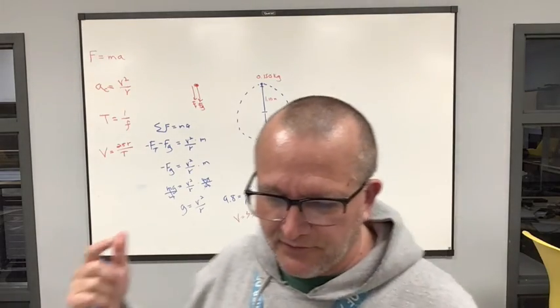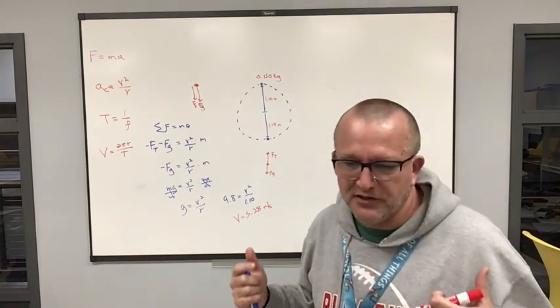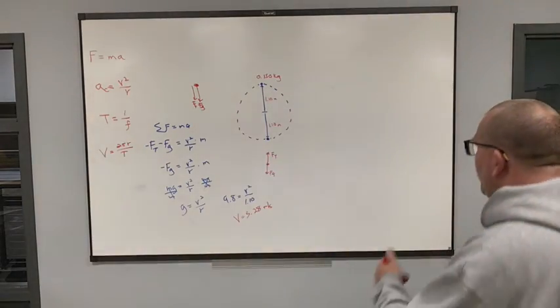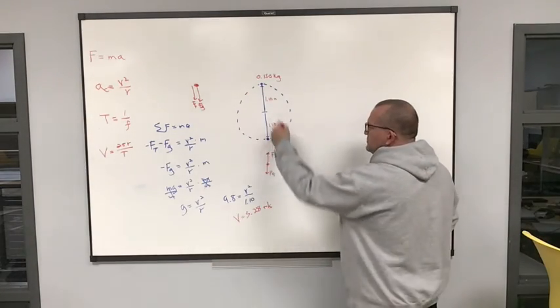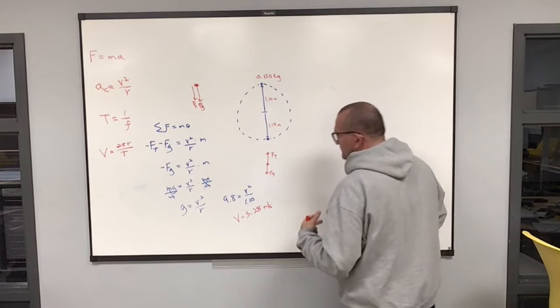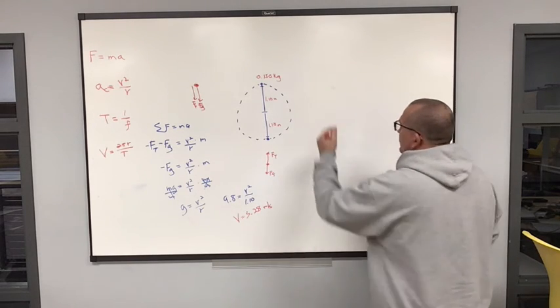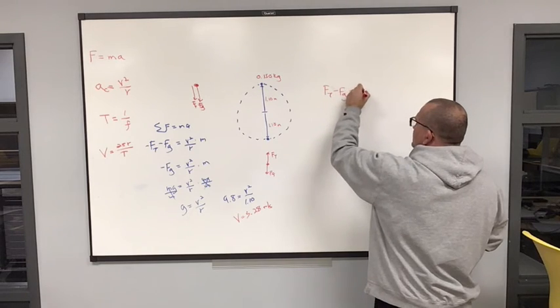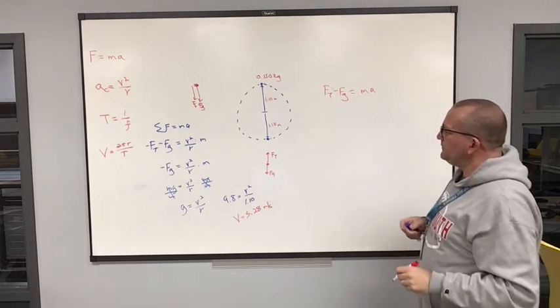So that's at the top. Now we want to find the tension at the bottom, assuming the ball is moving twice the speed of part A. At the bottom, here's what we've got: tension going up, force of gravity going down. They're going in opposite directions. So I'm going to say force of tension minus force of gravity equals ma. And that's just the second law.